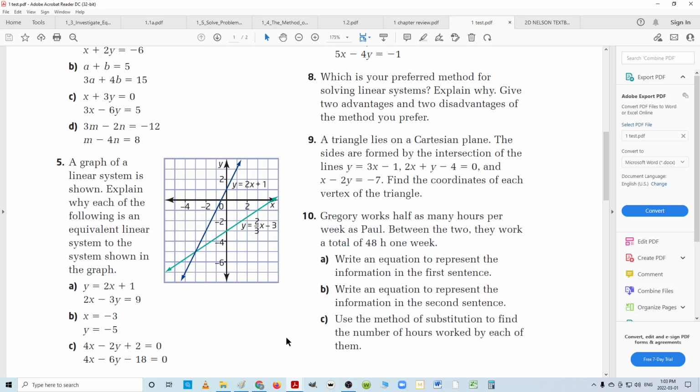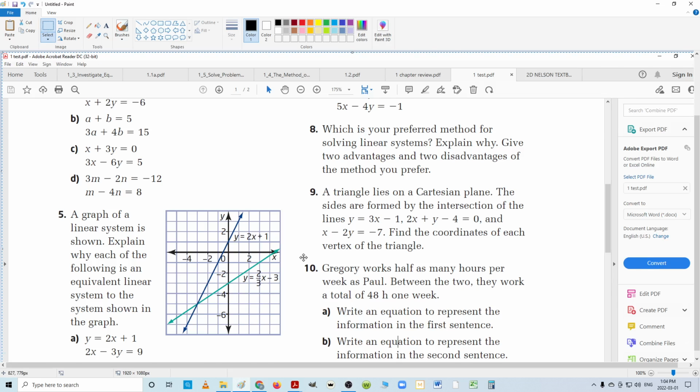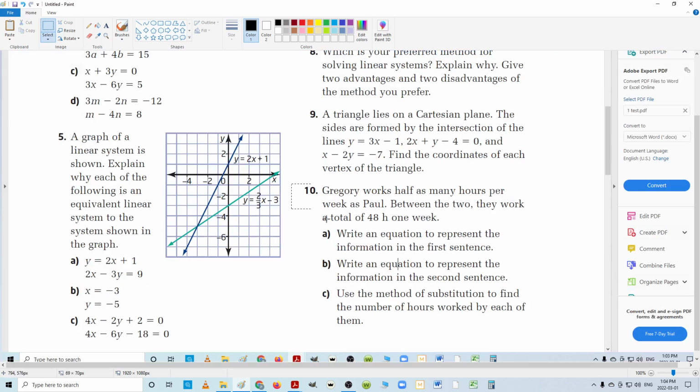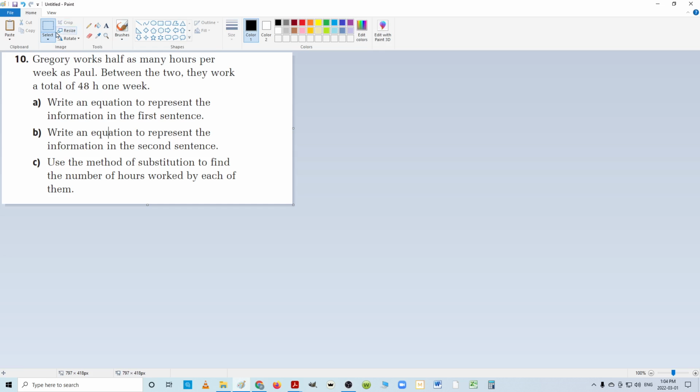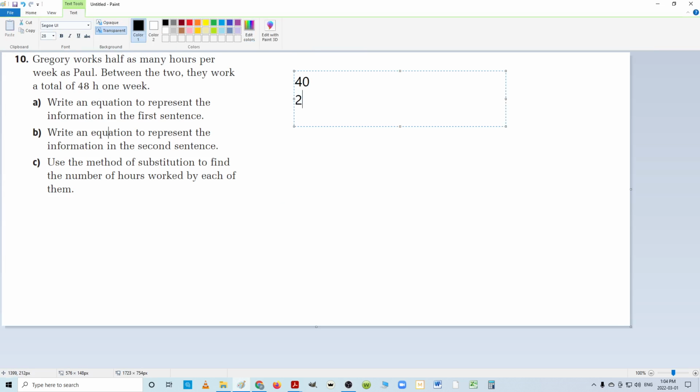Okay, so sometimes these word puzzles trick students up because you've got to use your imagination. So let's just think in terms of what they're telling us, okay? Gregory works half as many hours per week as Paul. So that means if Paul was working 40, Gregory's working 20. If Paul was working 10, Gregory was working 5. So right there, you can say Gregory is equal to half Paul's hours, right? You can also say, with that same equation, Paul's is equal to 2 times Greg's hours.